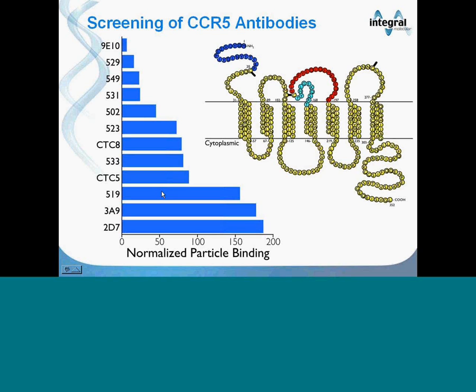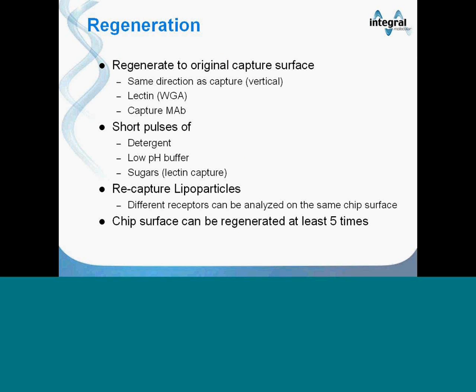Regeneration is accomplished with short pulses of detergent followed by a low pH buffer. And then if it's a lectin surface, we also have to run a sugar solution across the surface to disrupt that interaction. And then the chip is ready to recapture lipoparticles. So the chip can be used multiple times for repeats of the same lipoparticle, or it can be used for lipoparticles containing different receptors. The chip surface can be regenerated at least 5 times. That's what we've determined at this point for these experiments.